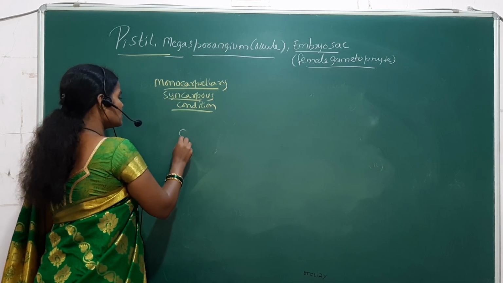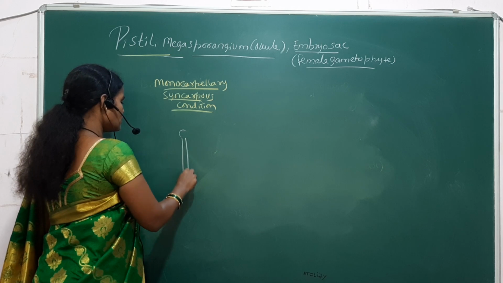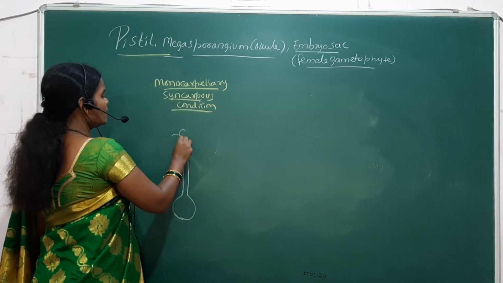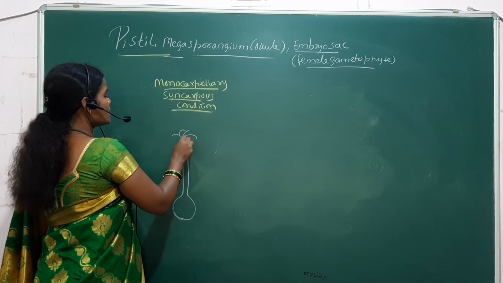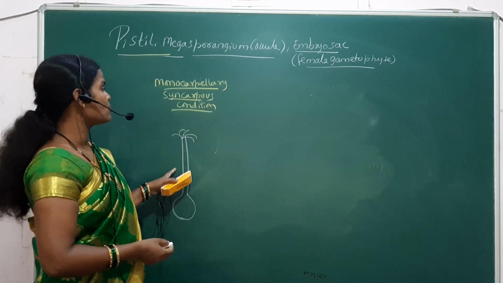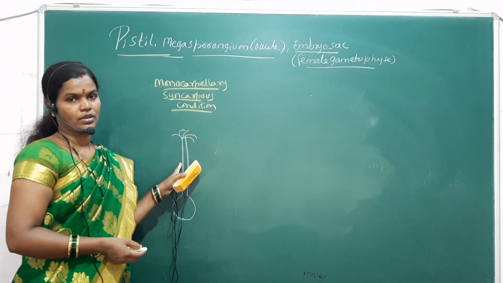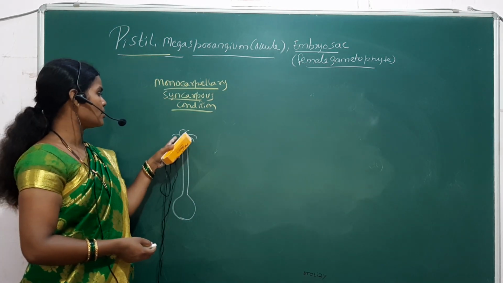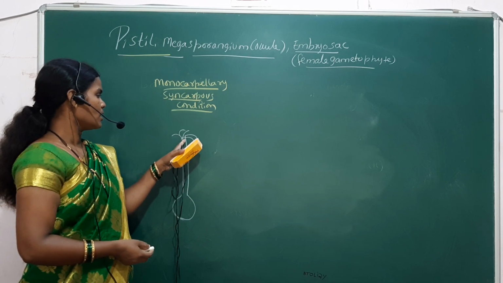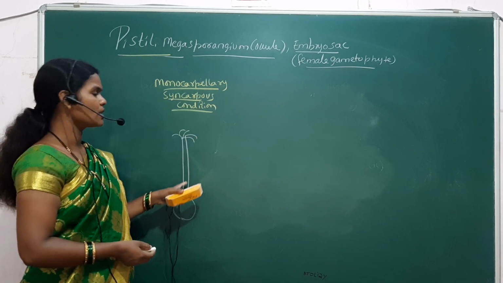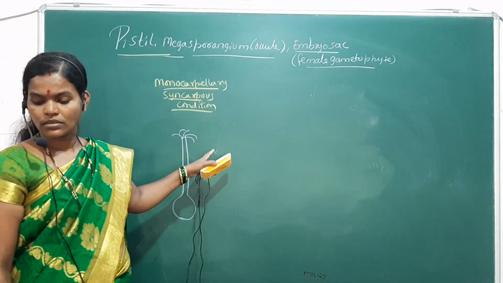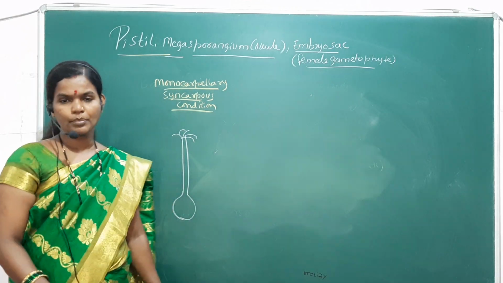See here the style. So this is the ovary, and here we can see there is a presence of 5 carpels. It is called monocarpellary syncarpous condition. You can see here 5 carpels are present. Style is there, ovary is there, monocarpellary syncarpous condition.